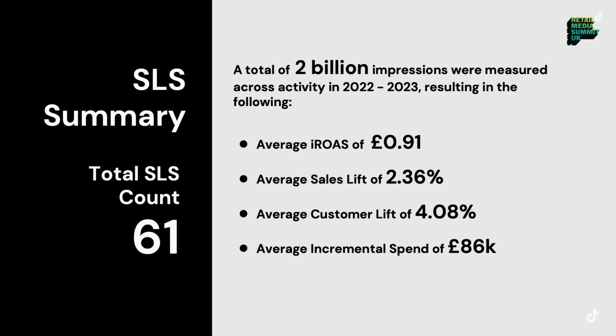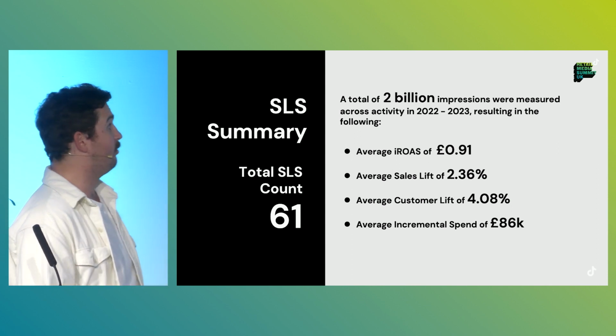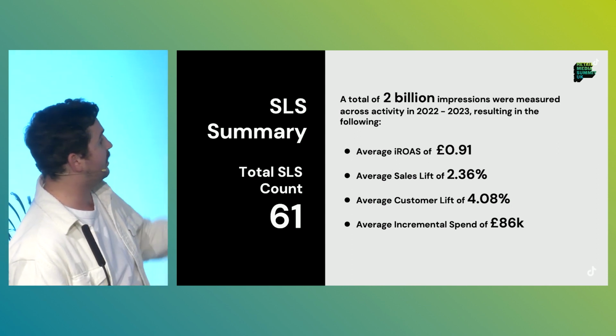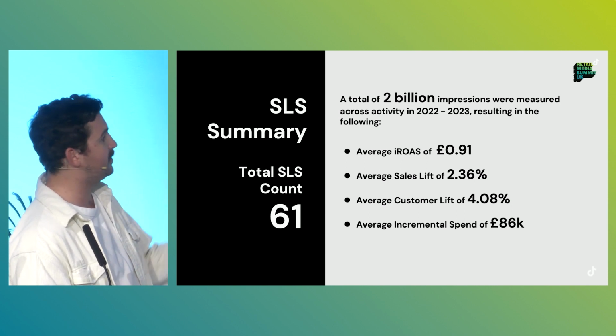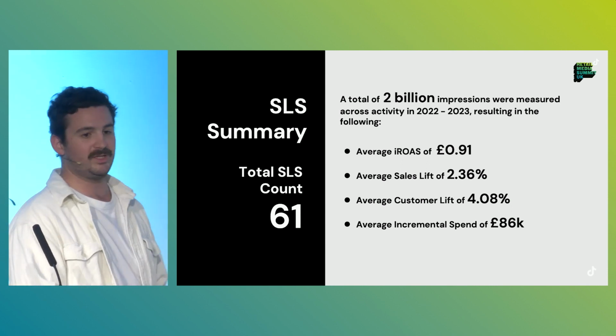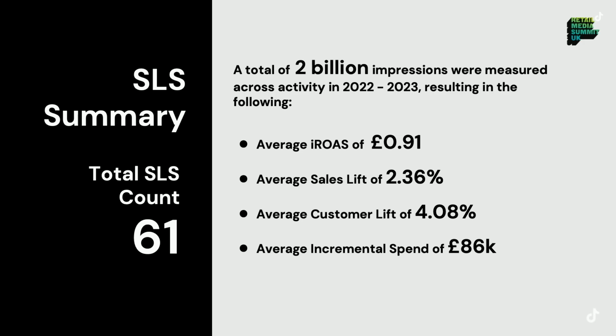We've measured a total of 2 billion impressions over 2022 and 2023, resulting in some top-level highlights here. So with an average iROAS of 91 pence, where the LiveRamp benchmark is actually 26 pence. So really, really strong results there. And just cutting through those top-level results, 2% in sales lift, 4% in customer lift, and that incremental spend as well. So you can see it's quite a big level of sales studies of 61.